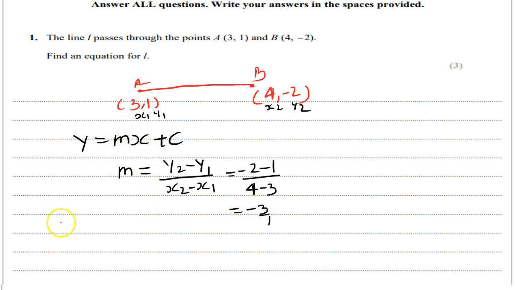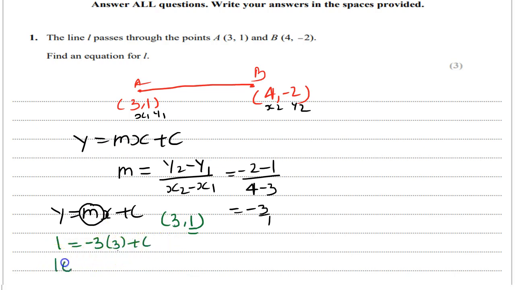So let's write down the equation again: y = mx + c. m we know is minus 3. Now we need to select any point, so let's take the point 3 and 1. So y is 1, m is minus 3, and x is 3, plus c. So minus 9 comes to this side, so c is 10. So the equation is y = mx + c, where m is minus 3 and c is 10.